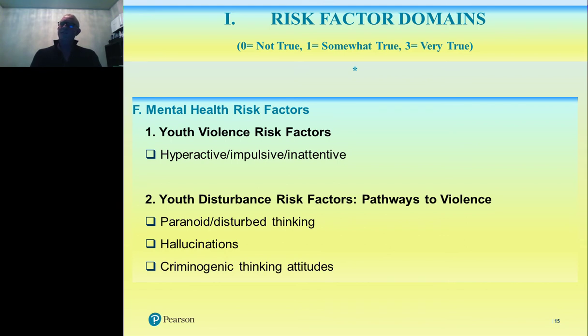Also, this idea of inattentiveness, we really tend to look at the executive functioning component. When you look at some of the neuropsych testing that we do with our youth, we will often find that these higher order executive functioning factors do seem to play a role in later conduct problems and aggressive behavior. To give you some examples, people who struggle with executive functioning can have more problems with cognitive flexibility.